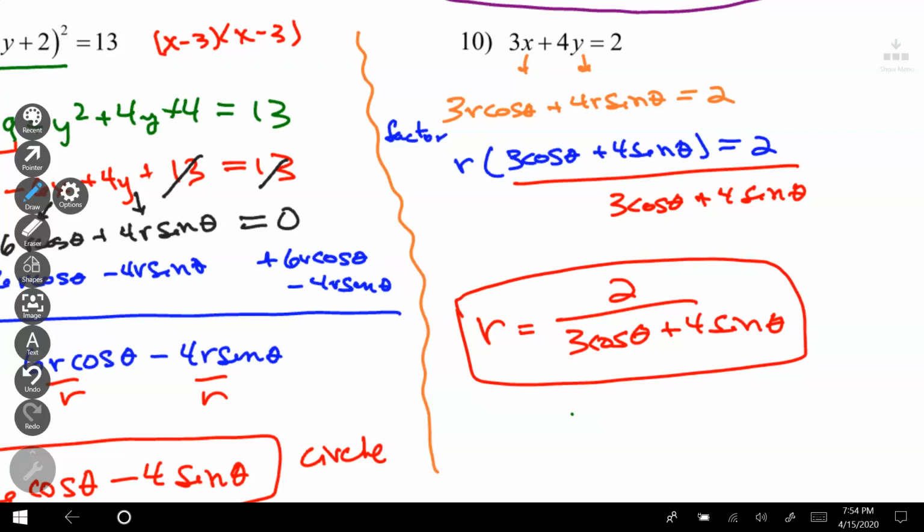And according to the original equation in x's and y's, you should recognize that as an oblique line.